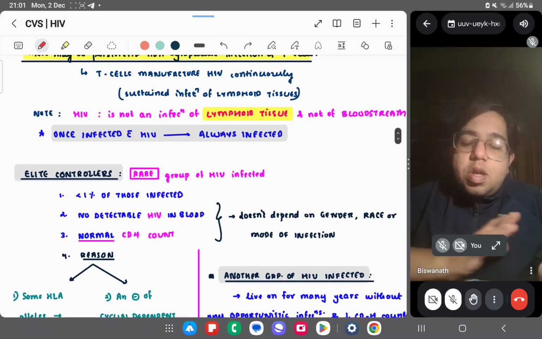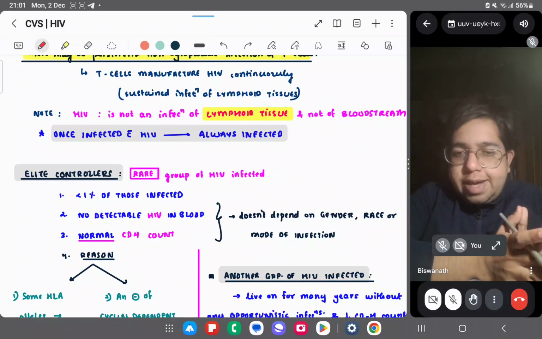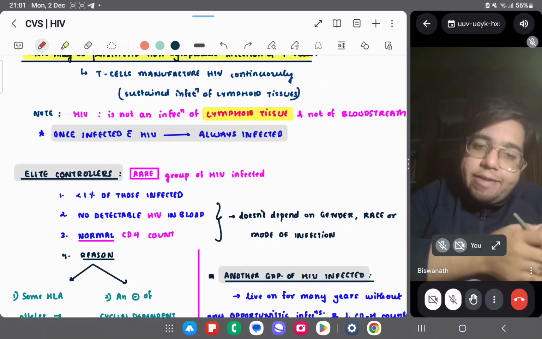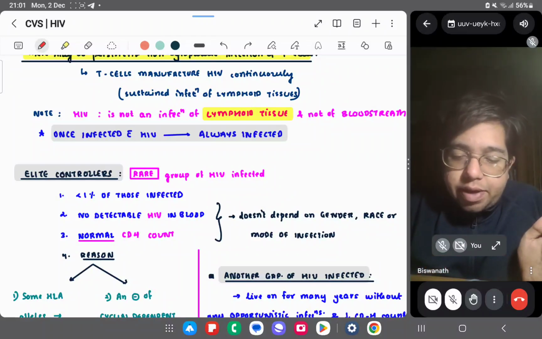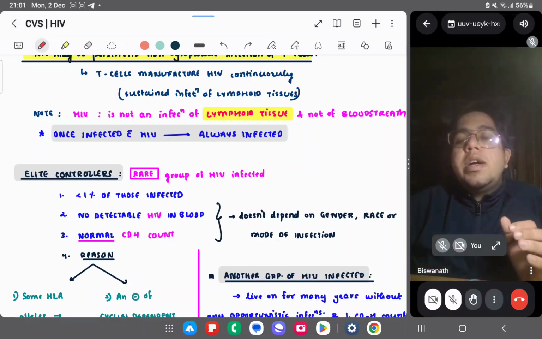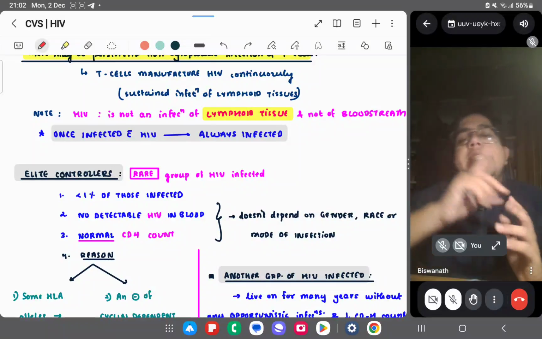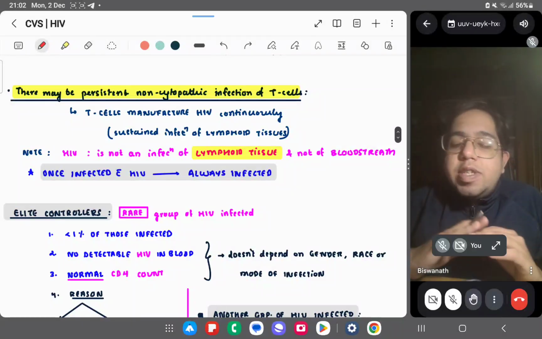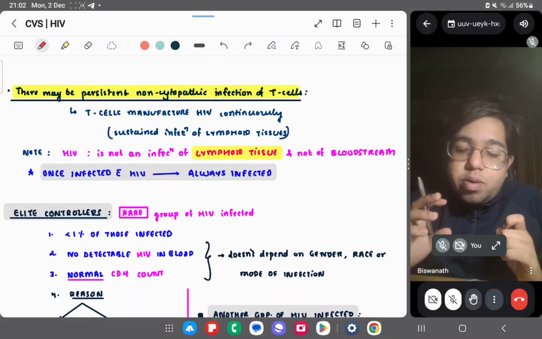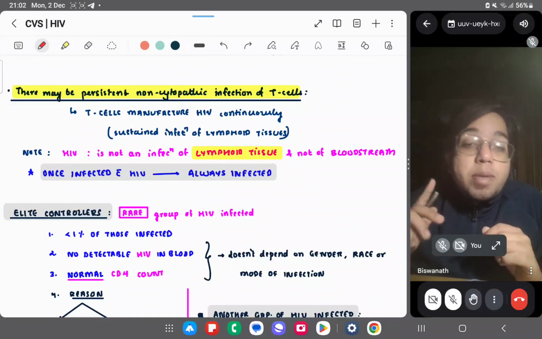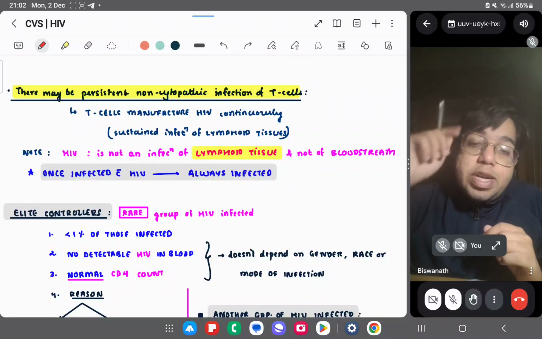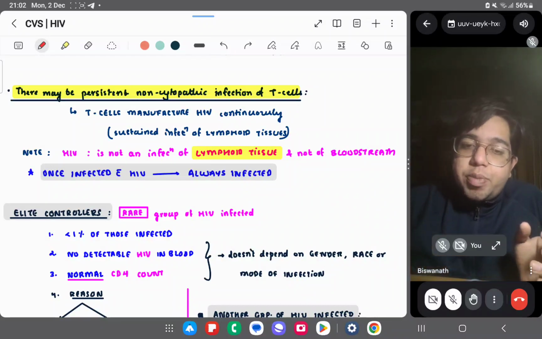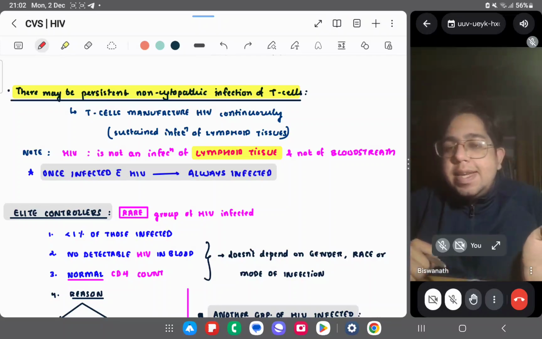Just remember this. This is a thumb rule of HIV. Once infected, always infected. Once you are infected with HIV, you are always infected with HIV, because there is a sustained infection of the lymphoid tissues. Remember, HIV is not a bloodstream infection. HIV is an infection of lymphoid tissue. It is not a bloodstream infection. Okay, so lymphoid tissues are affected. You aren't infecting the bloodstream. There is no viremia. You can treat viremia easily, right?